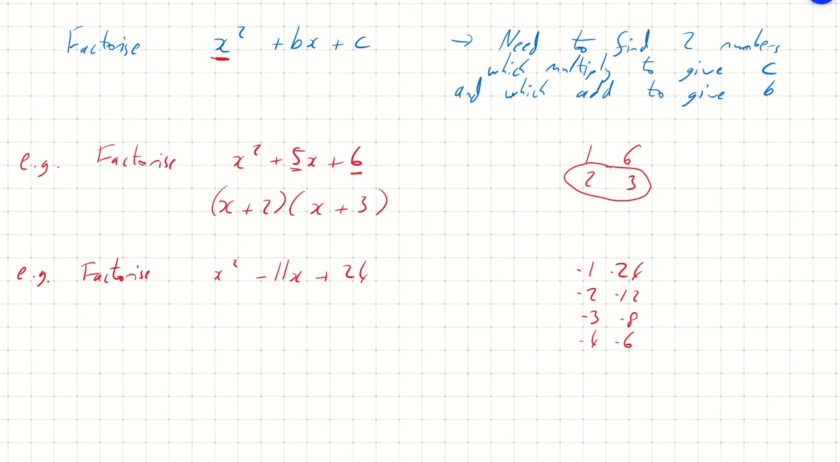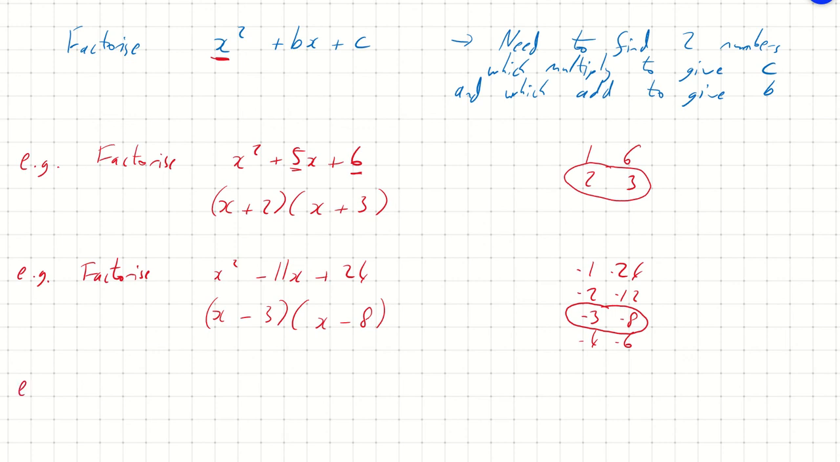So let's look at these pairs. Which of these add to give minus 11? Well, that's minus 3 and minus 8. They add to give minus 11. So the answer is x minus 3, x minus 8. And that's because minus 3 plus minus 8 is minus 11, and minus 3 times minus 8 is plus 24.